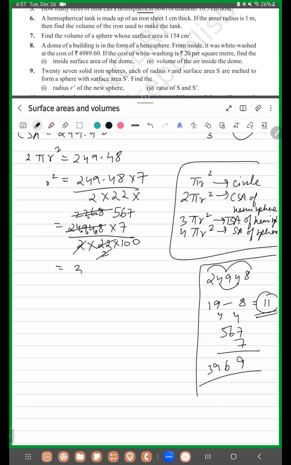So now we have 39.69. R square is 39.69. Now we gotta find out R. R is going to be root of 39.69. Now let's do one thing. R square is 3969 by 100. So R is going to be root of 3969 divided by 100. What is the root of 3969? 40.